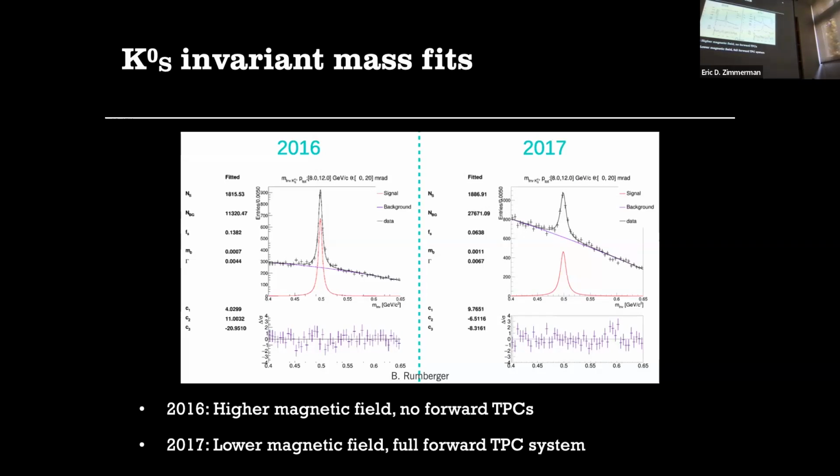These are some K-short invariant mass fits from 2016 and 2017. The signal to background ratio looks rather different because in 2016, we had a higher magnetic field and no forward TPCs. In 2017, we had a lower magnetic field with a full forward TPC system. So we're trading off resolution for forward acceptance here. And our results combine these two data sets.